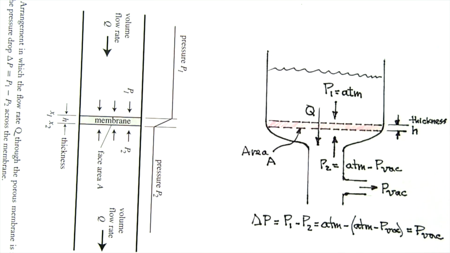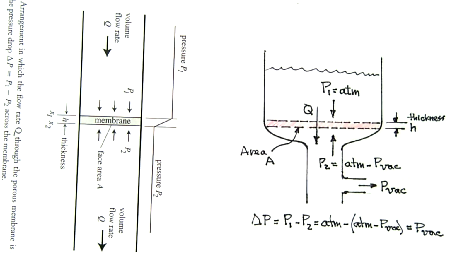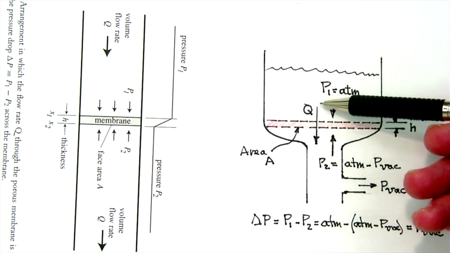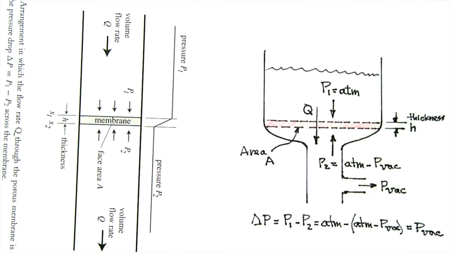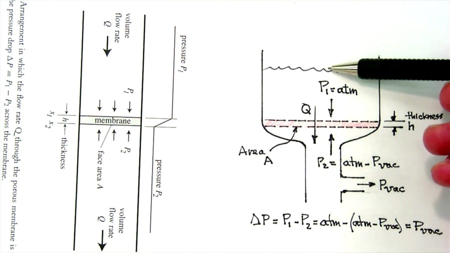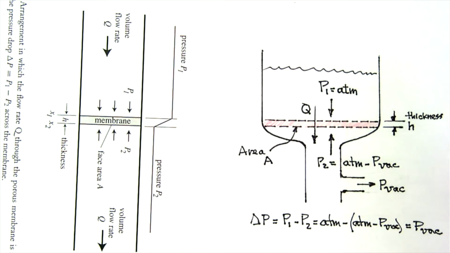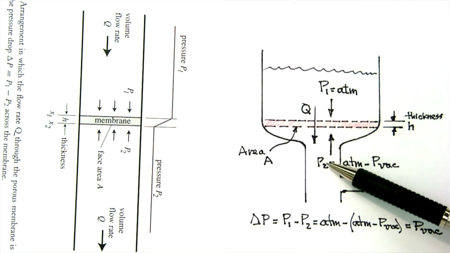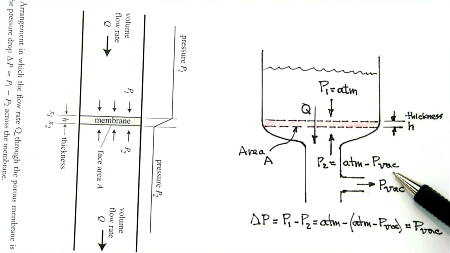Same variables, but in today's lab, the flow is vertical from top to bottom, flow rate Q, caused by a pressure drop. P1 at the inlet is just atmospheric pressure because we're not putting a positive pressure on the inlet. We're actually putting a negative pressure on the outlet. So the outlet pressure is P2, which is atmospheric pressure, which is everywhere, minus the pressure caused by the vacuum pump.